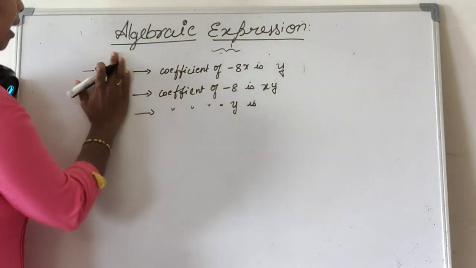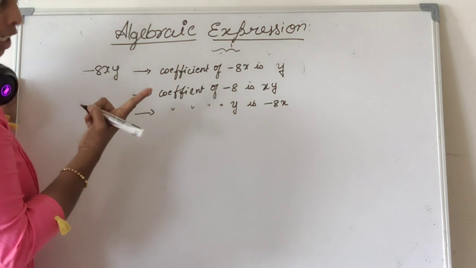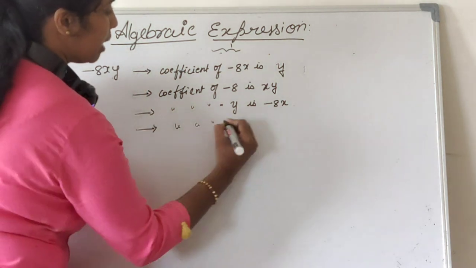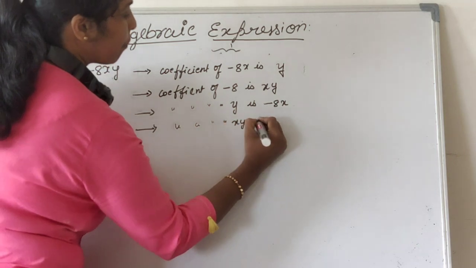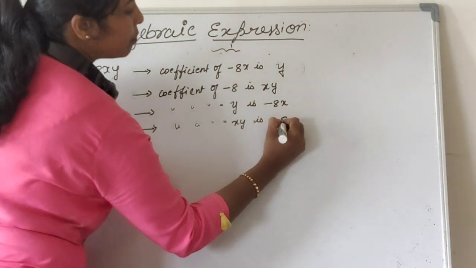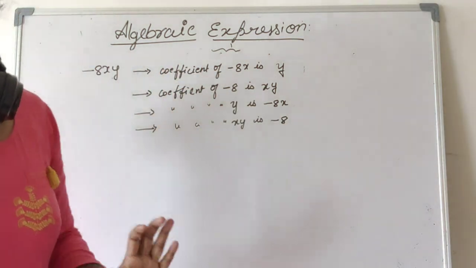Okay. Now again. Coefficient of y, you have to write like this. So leave this y, what remains? Minus 8x. Coefficient of xy. You tell me. Leave the xy, what remains? Minus 8. Here they did not mention which coefficient it is.